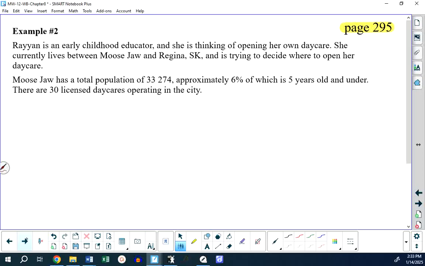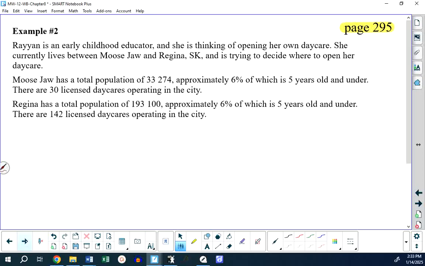You with me so far? Do you think it's important she knows how many daycares there are in the city already? Of course. Because if there's only one, I can tell you right now, if there's only one daycare in Moose Jaw, she should open her daycare in Moose Jaw. Right? And then we also have the information for Regina. The total population is 193,100. Again, about 6% are children that would go to daycare, and there's 142 licensed daycares.